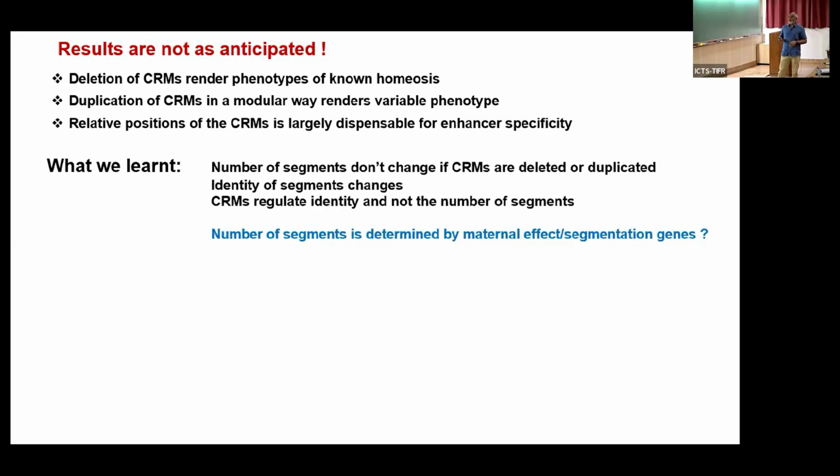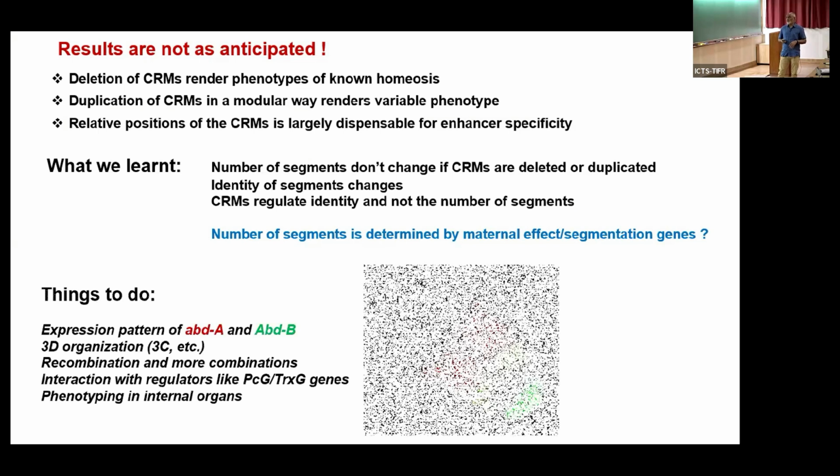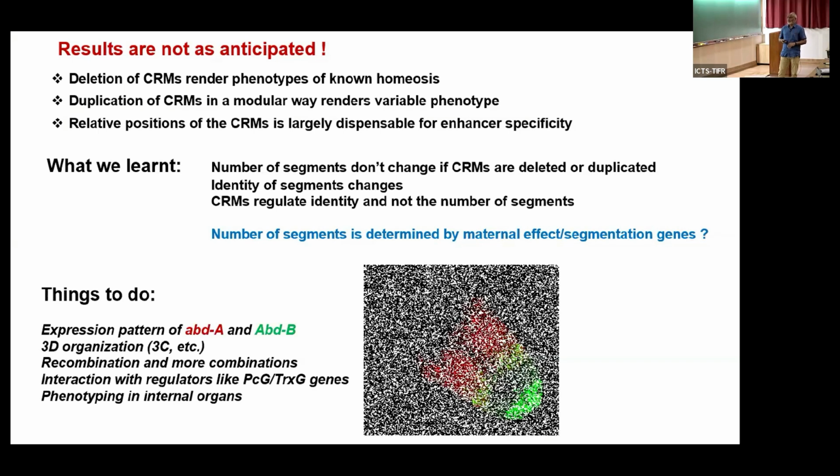So what we learned is that the number of segments doesn't change based on cis-regulatory modules. If they are deleted or duplicated, identity changes, and CRMs regulate identity and not the number of segments. That's what I'm saying. So now our hypothesis is that the number of segments is determined by the maternal effect or segmentation genes, and we can figure out some of those. This is the kind of thing that we are doing in the lab now.